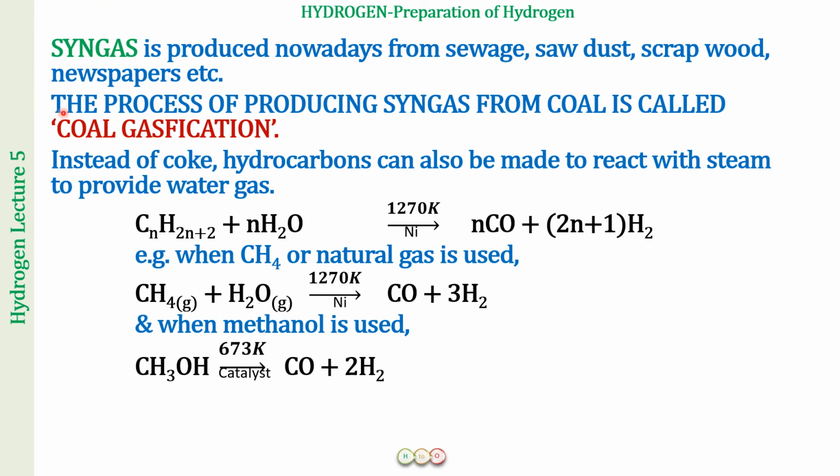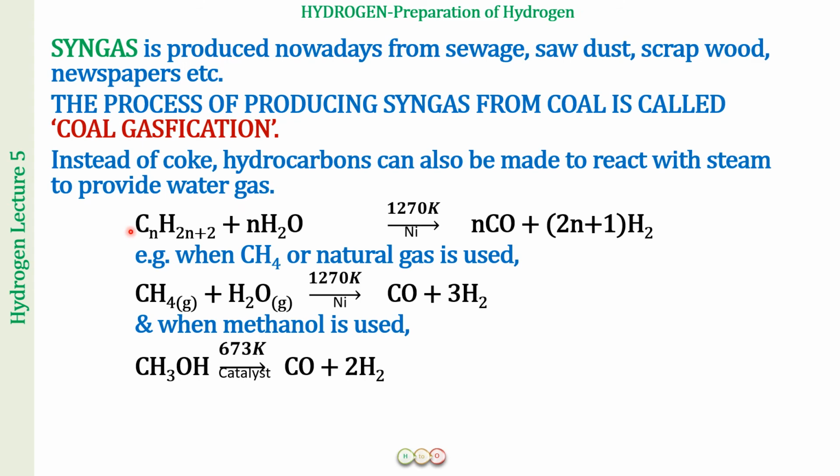Here, one more term that you have to remember is coal gasification. From coal, a gas is produced. So the process of producing syngas from coal is called coal gasification. Along with coke, we can also produce syngas by the reaction of hydrocarbons with steam. And when I say hydrocarbons, it is going to be the petrochemical products that we use for the production of water gas.